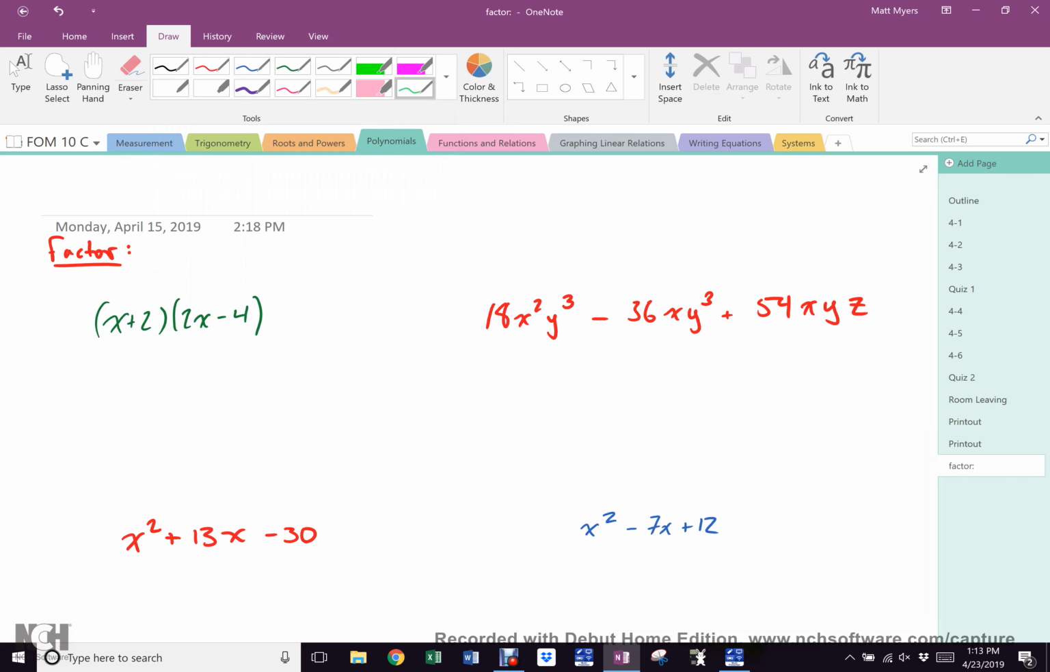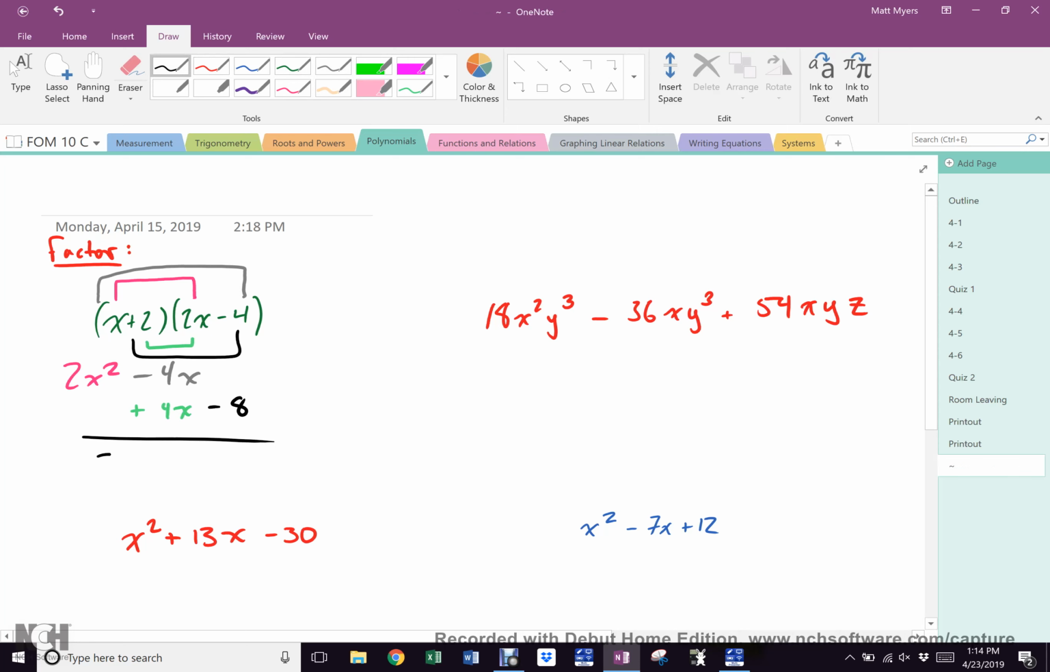The first two are, of course, the important ones, because that's the next thing you're going to be taught or checked for. 2x squared minus 4x plus 4x minus 8. Then we collect our like terms. 2x squared, negative 4 plus 4 is gone, minus 8. Easy peasy, lemon squeezy.